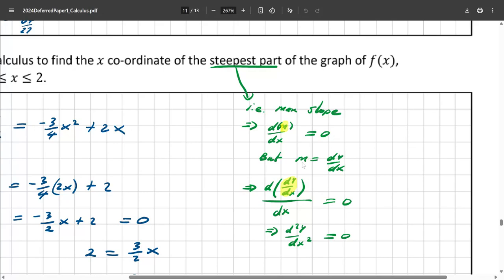However, don't forget the slope itself is dy dx. That's the very meaning of dy dx. It's the slope of a tangent. So the slope itself is dy dx. So you're really getting the dy dx of the dy dx, which is basically d2y dx squared.